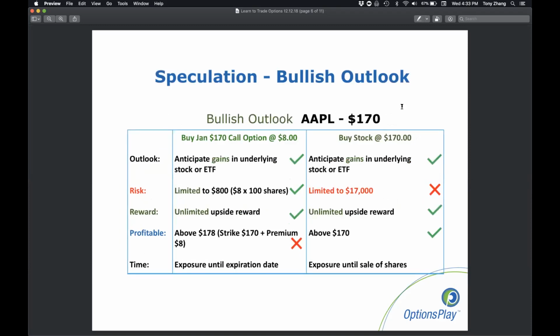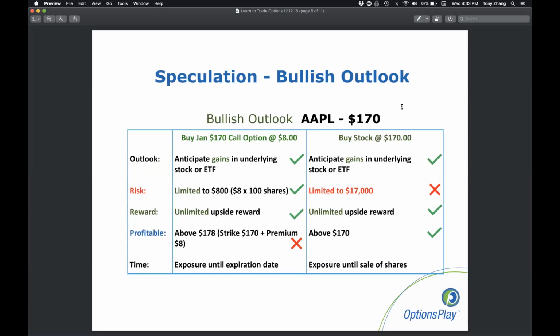Next, I want to take a look at, what if we have a bullish outlook on a stock? What can we do? We're looking at buying a call option. So what I want to do is show you the difference between buying a stock and buying a call option, so that you can understand the pros and cons of each one of the strategies.